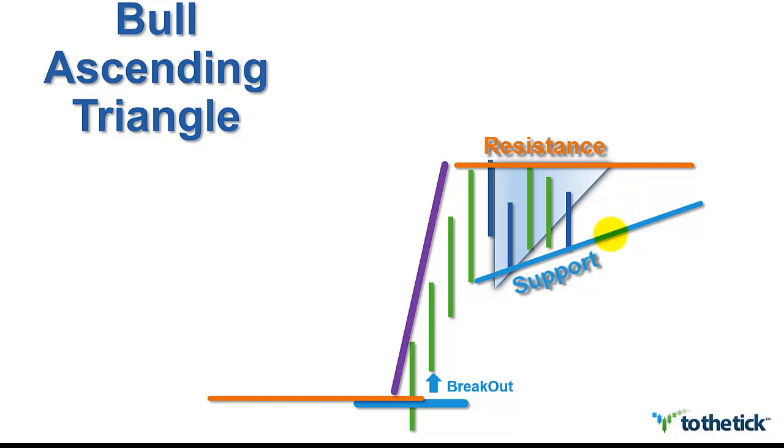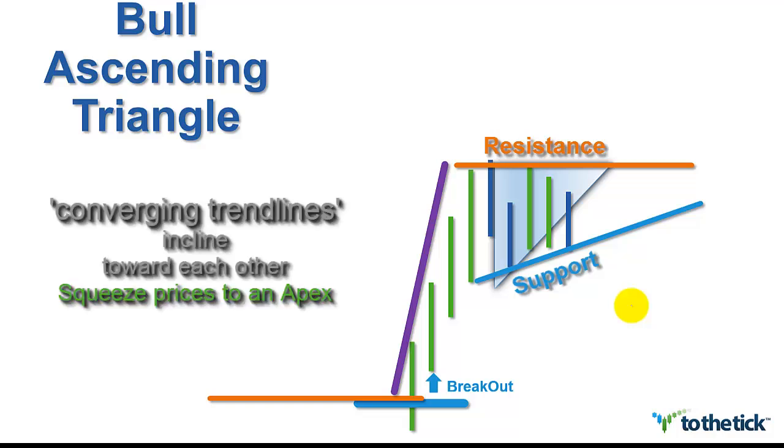But the idea is during a continuation pattern, you want this pause to be relatively brief. You want to see the bulls continue to hold that support line, continuing to squeeze those prices, and they call this converging, that blue support line converging into that orange resistance line. And we're looking for that to get enough juice to do the same thing they did down here and give us a whole new breakout.